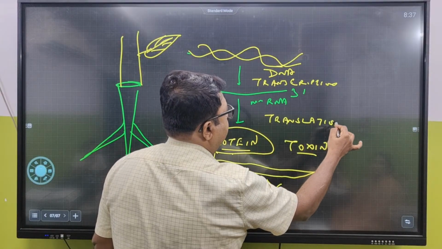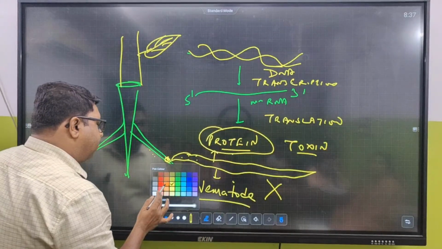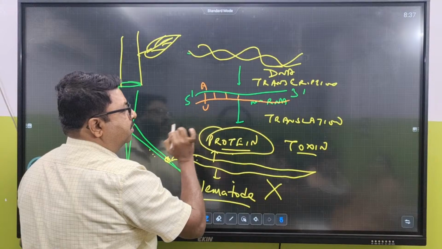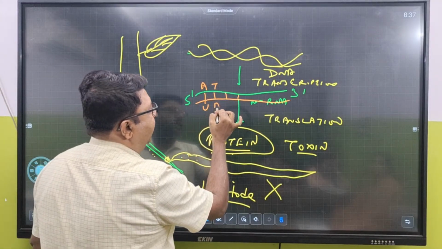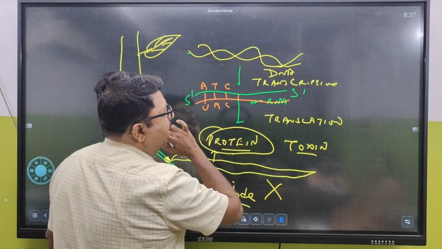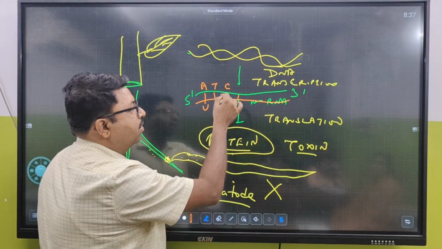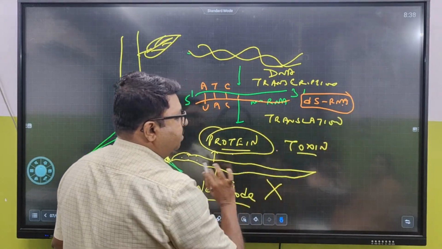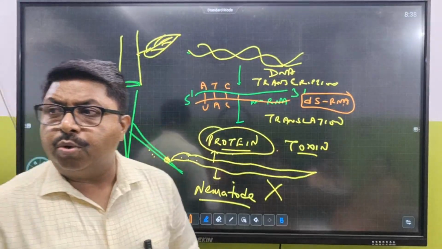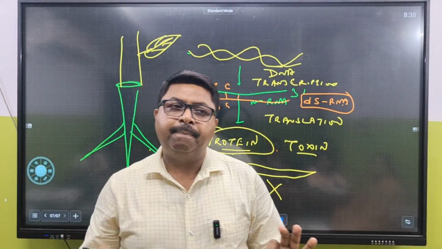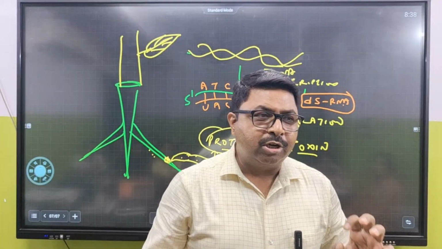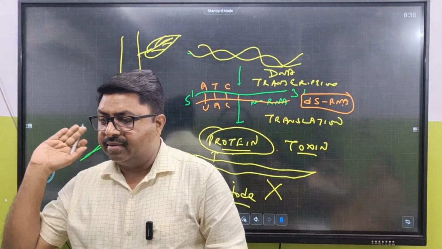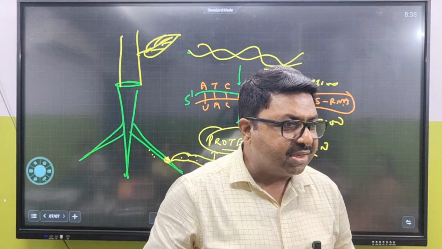This toxin. By any means, if we can silence this mRNA by making a double-stranded RNA, what is it going to be? If this is the mRNA, UACG, then we are going to make a double-stranded RNA. And we can stop the translation process. Ultimately, toxin will not be produced. Toxin is not going to be produced inside the nematode. Clear? So the nematode is not going to be able to infect the host cell, this particular tobacco plant. Any issues with this? Clear?